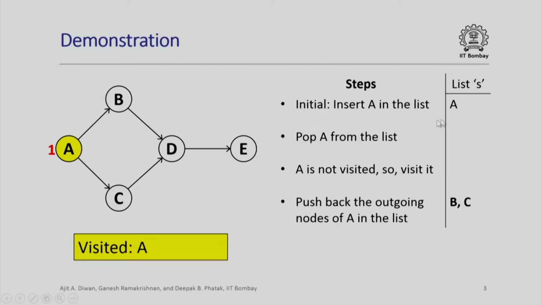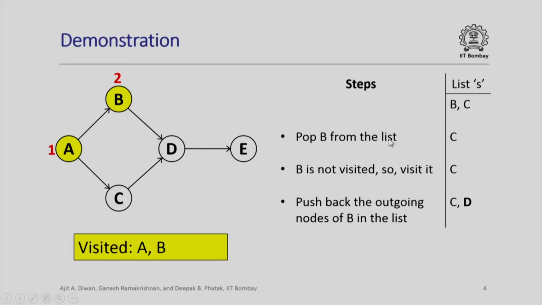Initially, we insert A in the list, and pop A from the list. Since A is not visited, we visit it. When we visit A, we will find out the outgoing edges. There are two edges, B and C. They will come in that order and they will get pushed onto the list S. Next, we have list S containing B and C.